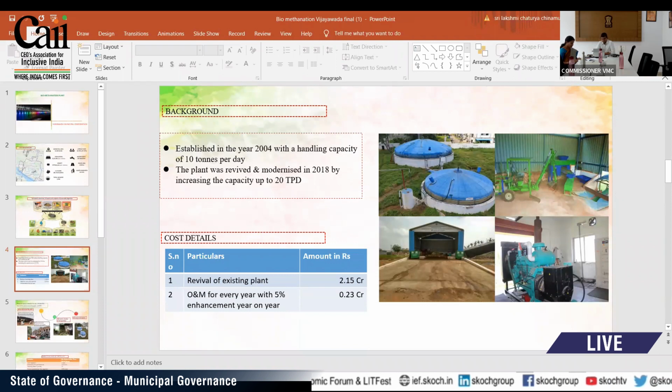The capacity of the plant was increased from 10 tons per day to 20 tons per day. Particularly in this 20 tons, 16 tons comes from the pure wet waste, and the 4 tons comes from the animal waste. This animal waste is nothing but the waste which is coming from the slaughterhouse. In Andhra Pradesh, we call it kabela. So it is 16 plus 4: 16 comes from the pure wet waste, and 4 tons comes from the kabela. When it comes to the cost details, the revival of the existing plant has cost us 2.15 crore. When it comes to O&M, it is costing us 23 lakhs per year with an increment of 5% every year.